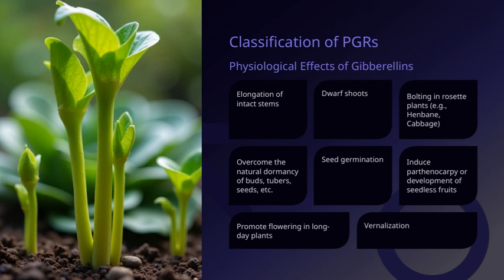They can also overcome the natural dormancy of buds, tubers, and seeds, helping plants to grow and reproduce more reliably. Another important effect is the elongation of intact stems, which can improve plant height and overall vigor. All these effects highlight the diverse and vital roles that gibberellins play in plant physiology, especially in agricultural practices, to enhance productivity and crop quality.